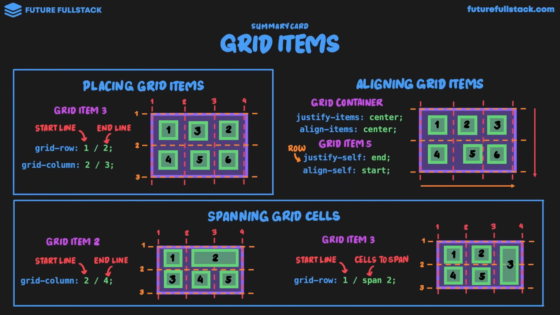We can use the align self property to position the grid item along the column axis. In this case, grid item 5 will be positioned at the start of the grid cell along the column axis.